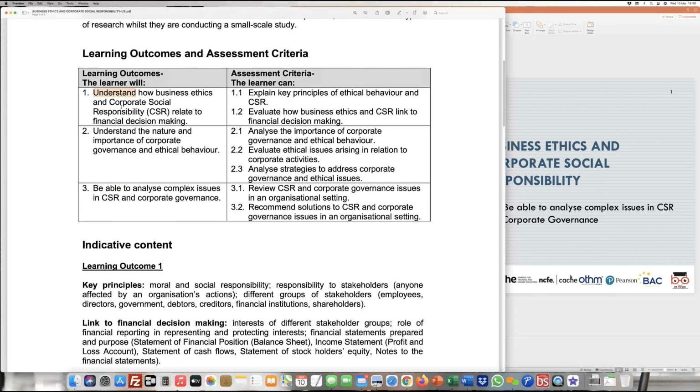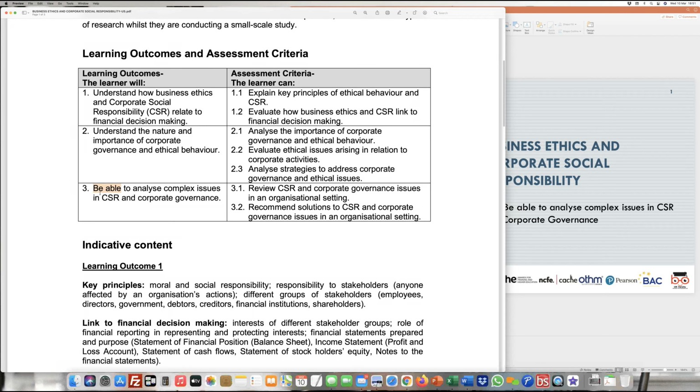In learning outcome 1, as you can see, and also in 2, you saw that we have to understand. That means you have to develop knowledge and study theoretically some of the concepts to understand what is business ethics, what is CSR, what is corporate governance and ethical behavior. But in the third learning outcome, we have to put it to practice. That means we have to show the application of what we have understood, and use it by giving a practical example.